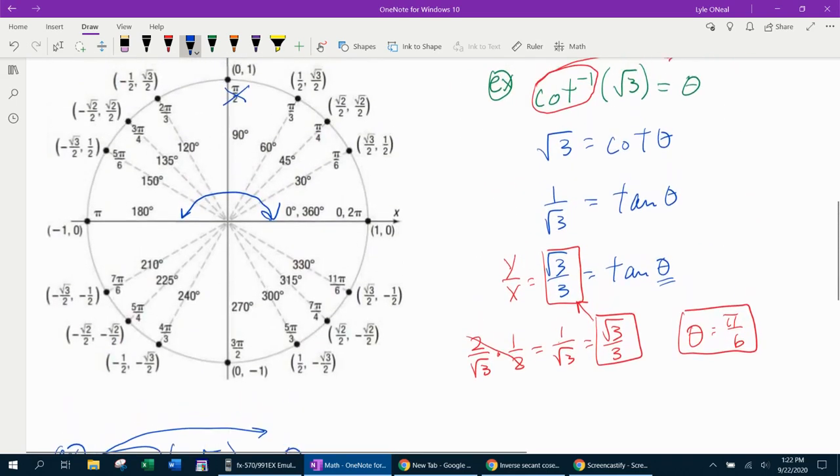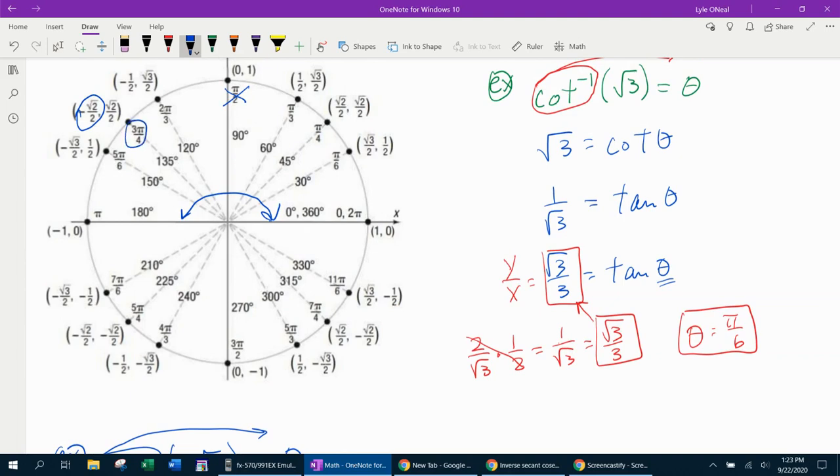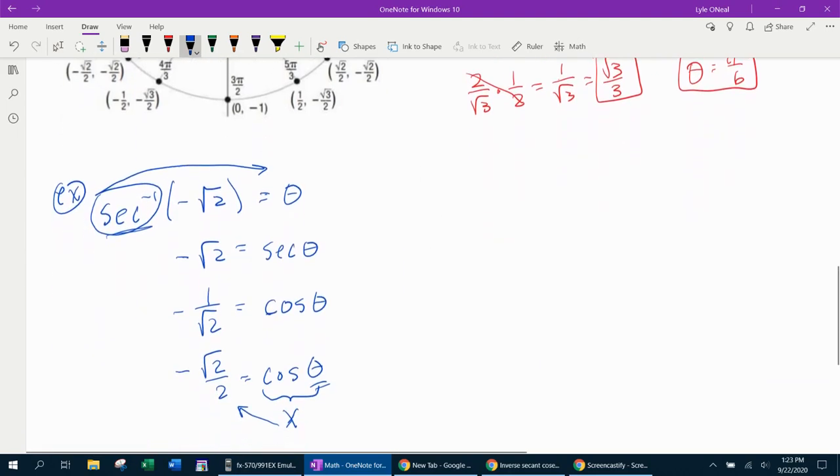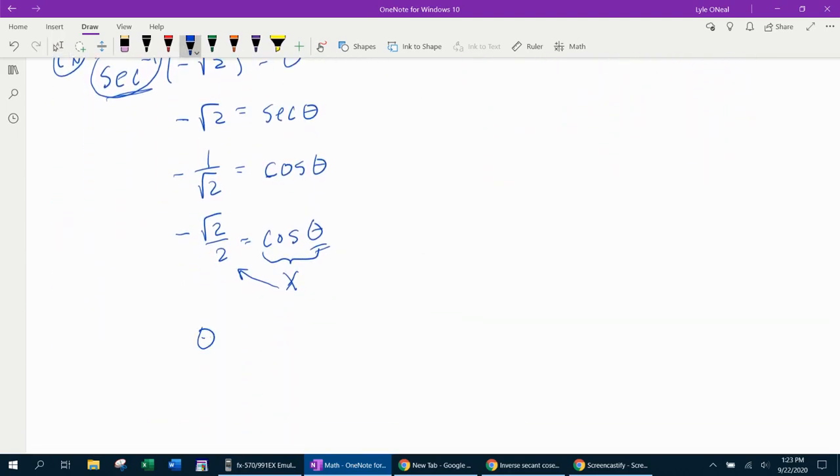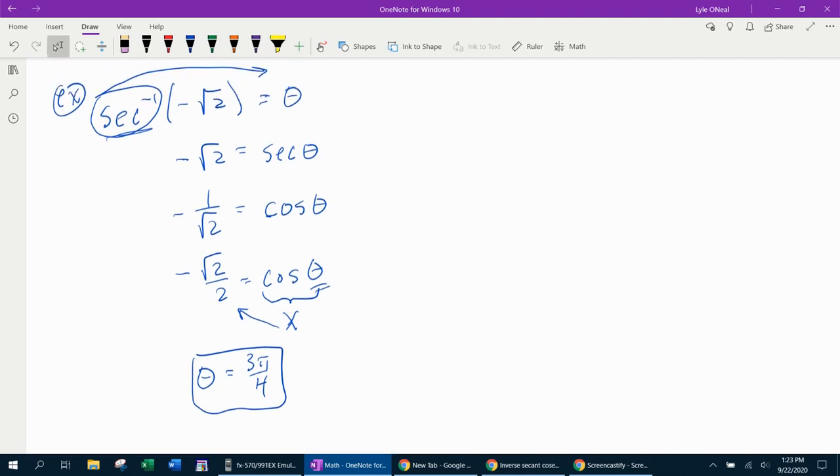Okay, and that's going to be right here at 3 pi over 4. So again, this answer here should be 3 pi over 4. The answer to that problem should be 3 pi over 4. And that's it for that example. Okay, let's look at another example.